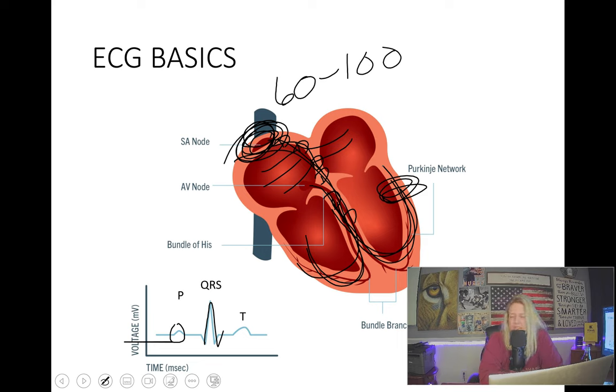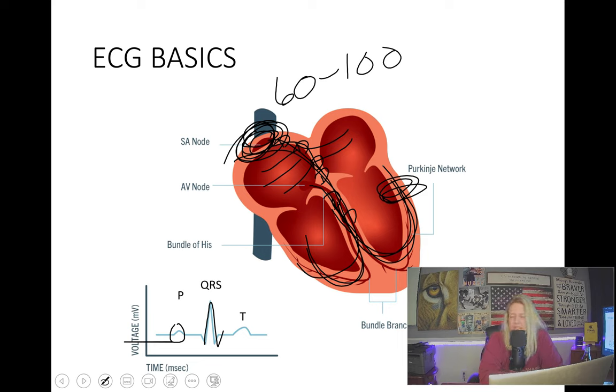Okay, so just kind of a summary here. Upright P wave and narrow QRS means you have a sinus rhythm. If there's no P wave, it is not a sinus rhythm. Don't kid yourself. Don't go, well, it could be. There's a narrow QRS. Fine, there's a narrow QRS, but if there's no P wave, it's not a sinus rhythm. Do not label something without a P wave as a sinus rhythm because it's not. Okay, it has to be a P wave.